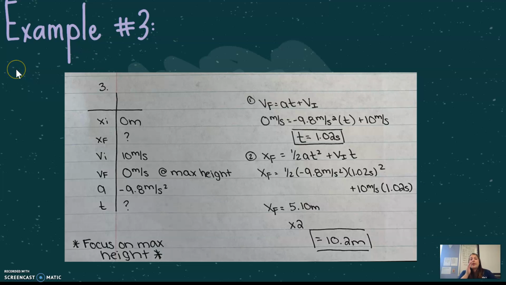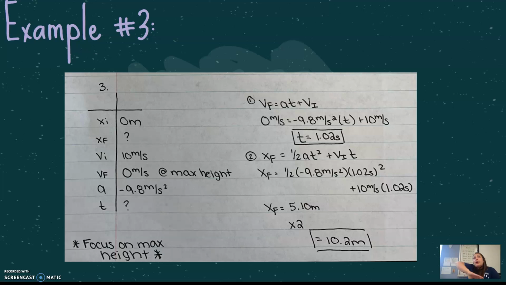Now, example number 3 is the one that we need to pay a little bit more attention to. So this is a pretty common problem. You were asked to solve for what is the total distance that the object travels. Now, notice that the object started and ended at the same position. So your delta x, or your displacement, would be 0. So if you tried to go right in and do delta x equals 1/2 at squared plus vit, you're going to get an answer that doesn't make sense. It's going to give you an answer of 0.